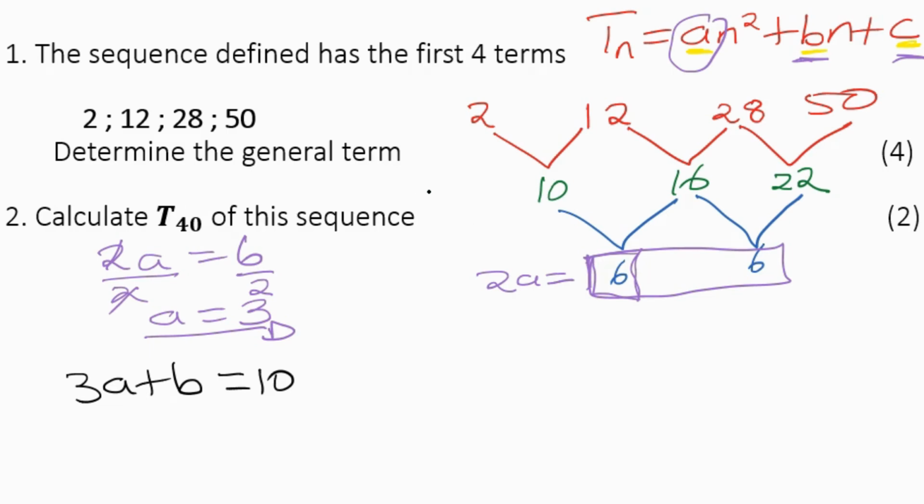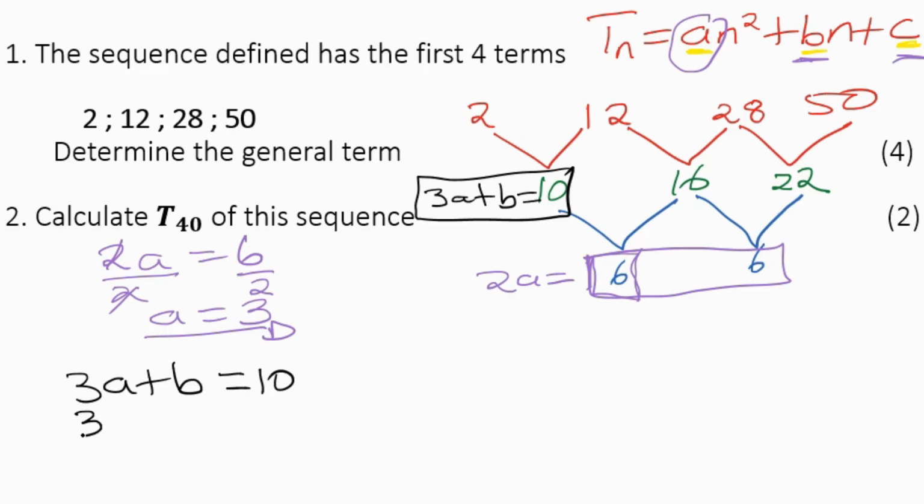All right, so this means we have got 3a plus b, which is equal to 10. This you should not forget when you get into the exam. The common difference, you equate it to 2a. The first difference, you will equate it to 3a plus b. All right, so let us solve now.